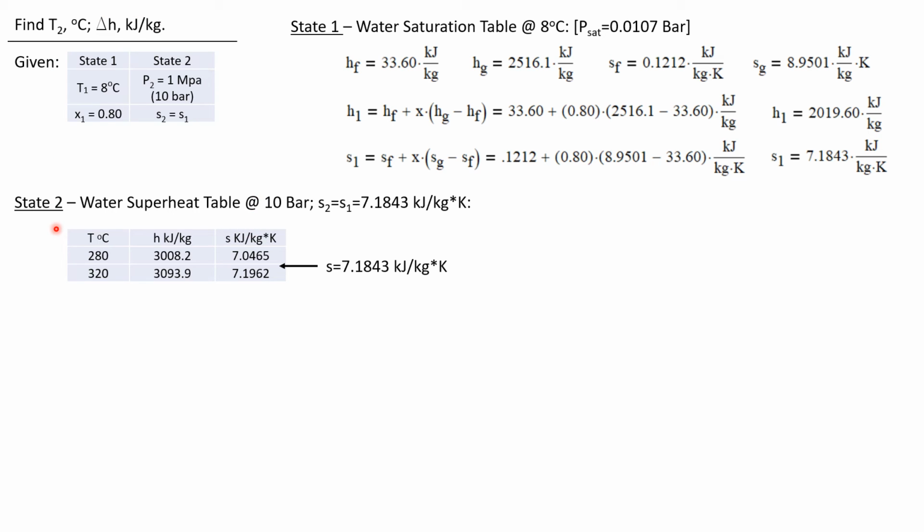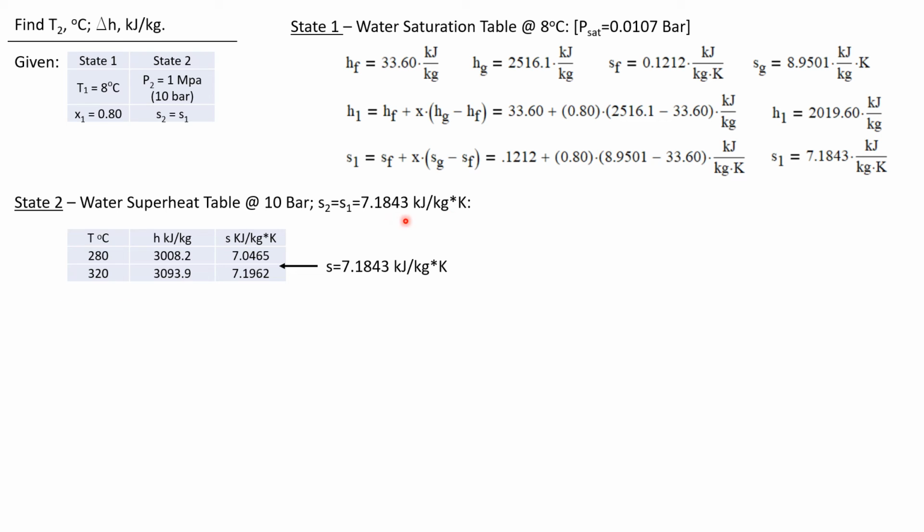Well, now we need to get some values for water at state 2. And state 2 is defined by two independent properties. One is that its pressure is 10 bar. And the other is that its specific entropy is the same as its state 1. So we have a value for that now, 7.1843 kilojoules per kilogram K.